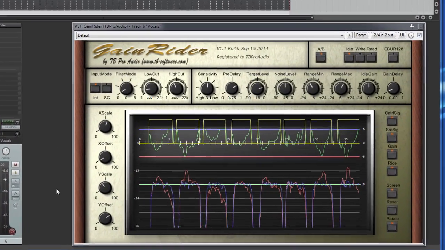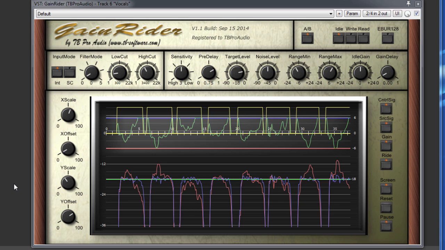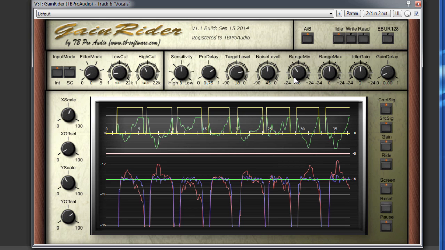There are cases where we want to avoid positive gain changes, only gain reduction. So let's set range max to 0 and range min to minus 9 dB. Also, we should lower the target level by 3 to 6 dB.